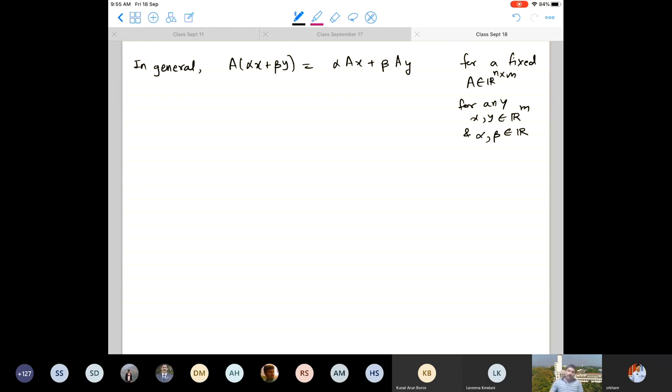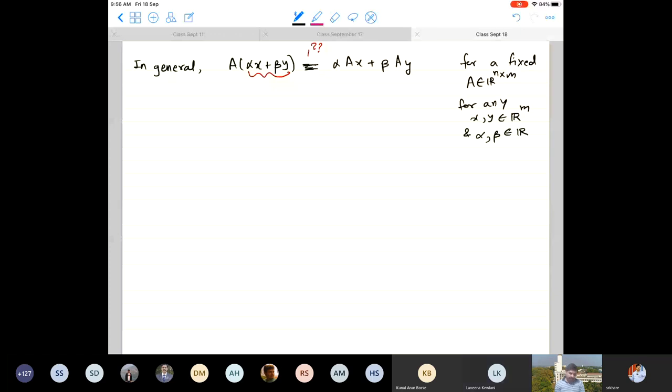So I can say this, that for a fixed matrix A in R^(n×m), and for any vectors x, y in R^m, I can write this thing down. You have to understand this equality is equality of which vectors? First of all, do you all agree that this equality is a vector equality?